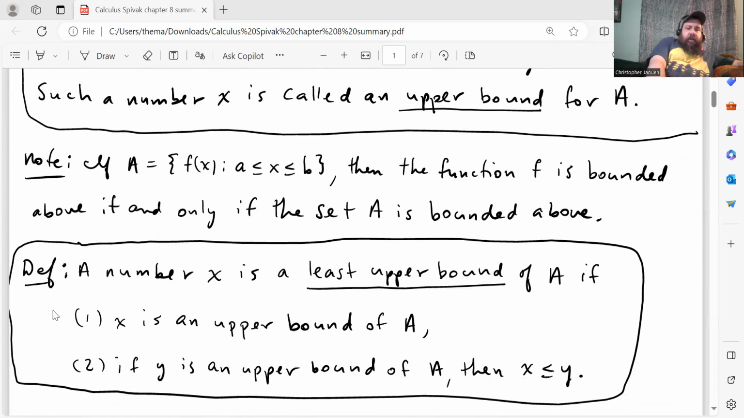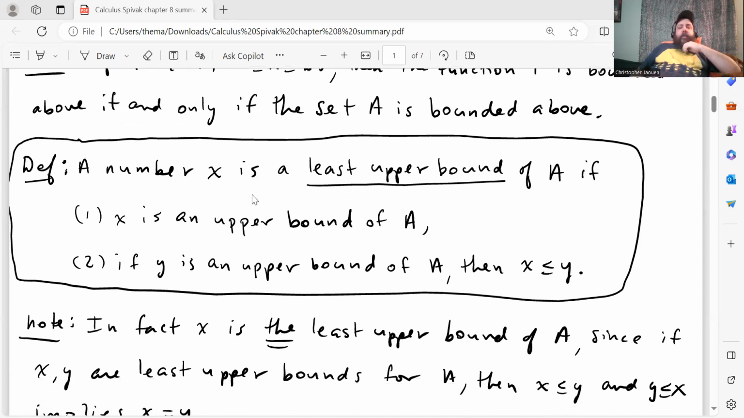All right. And here I just have a note. If A is the set of all f(x) such that a is less than or equal to x less than or equal to b, then the function f is bounded above if and only if the set A is bounded above. So he's just making a distinction between a set of real numbers being bounded above and the concept that we talked about in the previous chapter, chapter 7, of a function being bounded above or bounded below. So that's the connection.